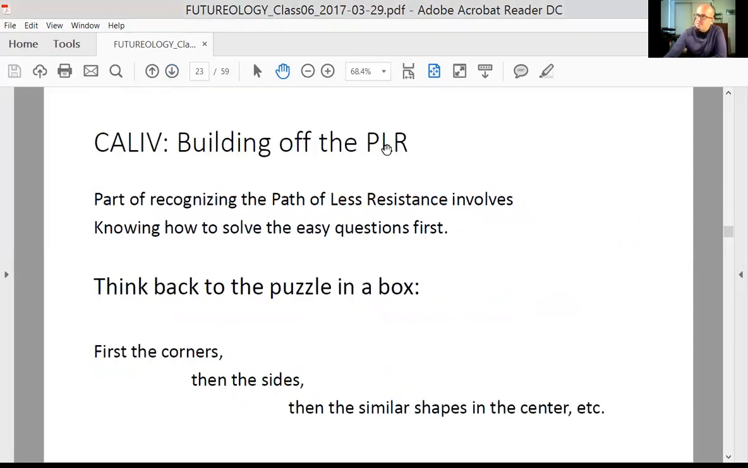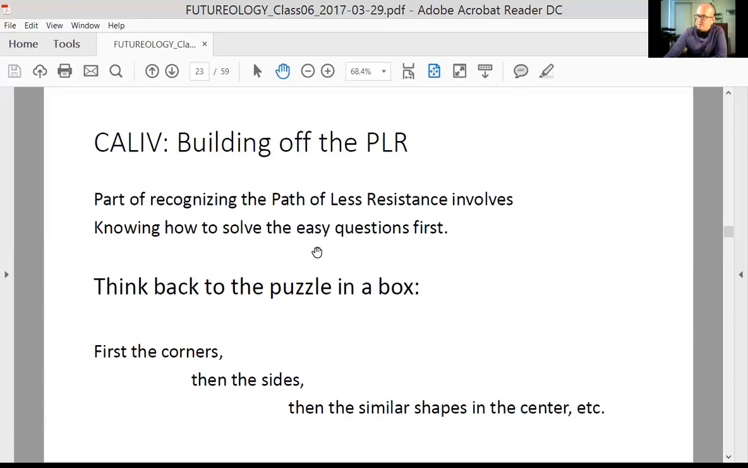Okay, so the next most important skill, and I'm sorry there are so many acronyms, but this is just the best way to learn it. CALI-V is the acronym that I've come up with after years of working with many students. CALI-V is the sequence that we use to go through the passages. It's kind of like PEMDAS, the order of operations you would use for the science as opposed to the math. Part of recognizing the path of less resistance involves knowing how to solve the easy questions first.